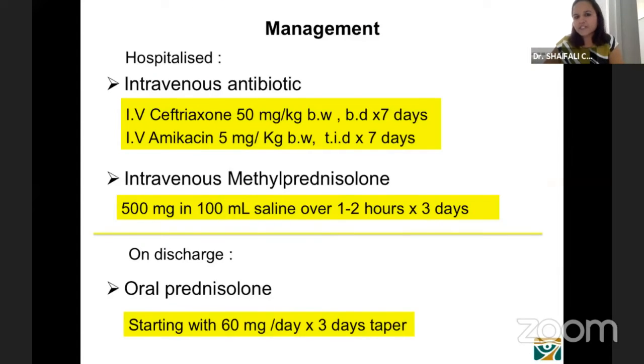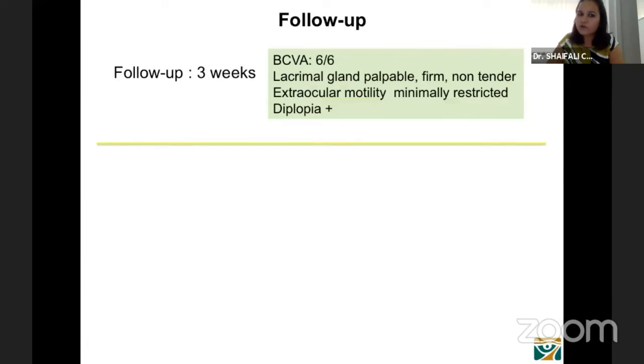In fact, in the 2 days that she was waiting for her investigation, she deteriorated and hence was hospitalized for IV antibiotics, which went on for 7 days. And after 3 days, in fact, she was given the first loading dose of IV methylprednisolone. And on discharge, she was discharged on oral prednisolone, tapering dose. On follow-up, she did well. Her visual acuity is back.